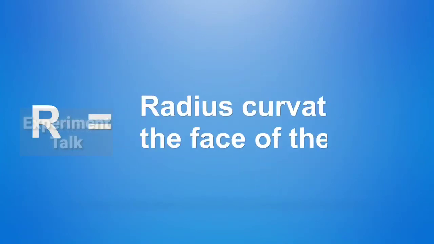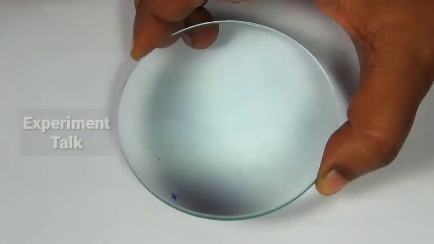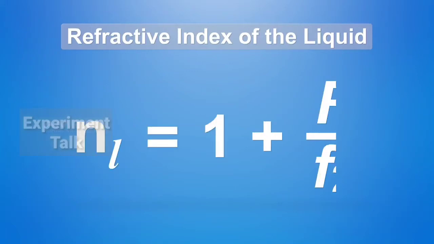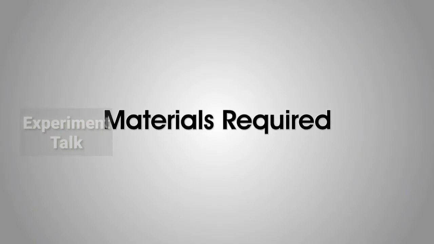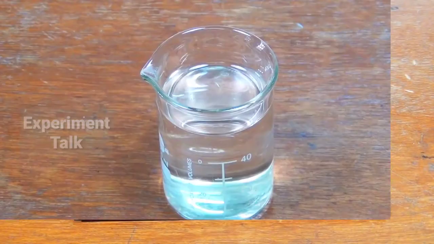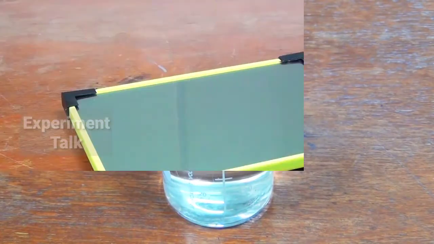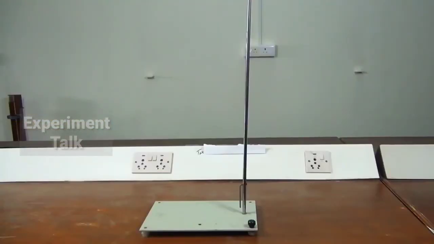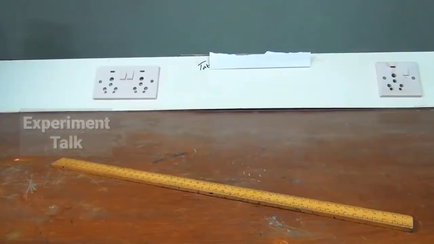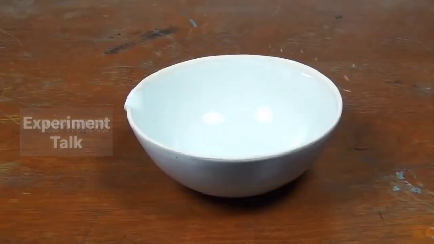If r is the radius of curvature of the face of the lens which is in contact with the liquid, then the refractive index of the liquid is n_L = 1 + r/f2. Materials required: the given convex lens, the given liquid (water), plane mirror, retort stand, pointer, mercury, meter scale, china dish.